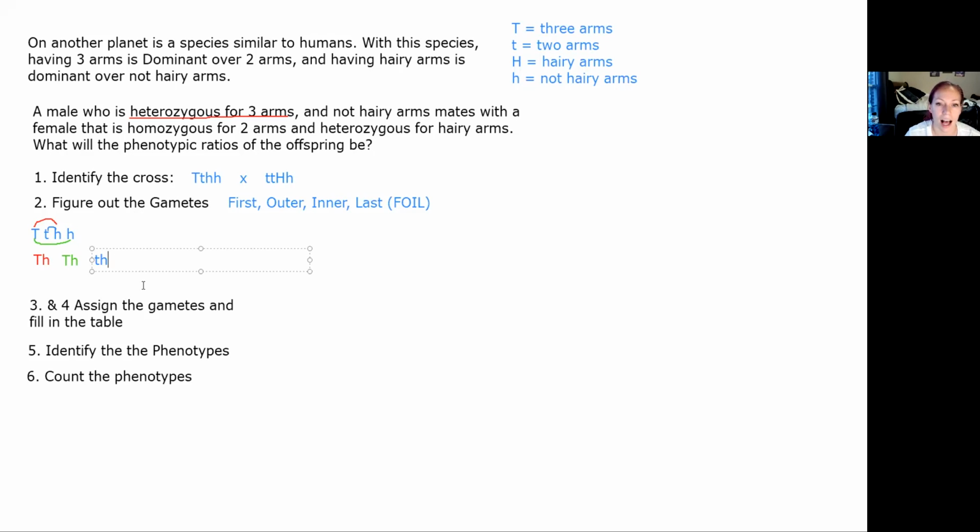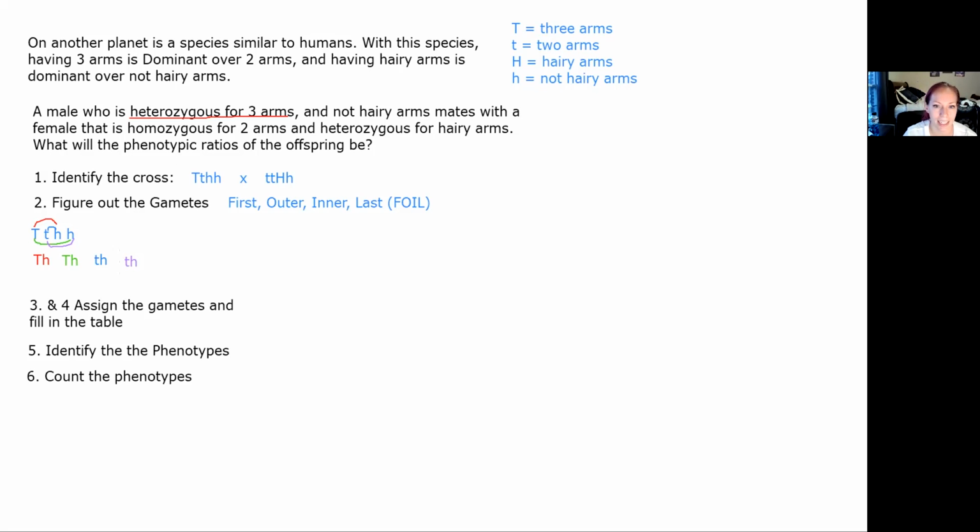And then last would be the last t with the last h. Let me get, I don't know, purple. So the last t with the last h. That would be a lowercase t, lowercase h. So that is all the gametes for the father, right?